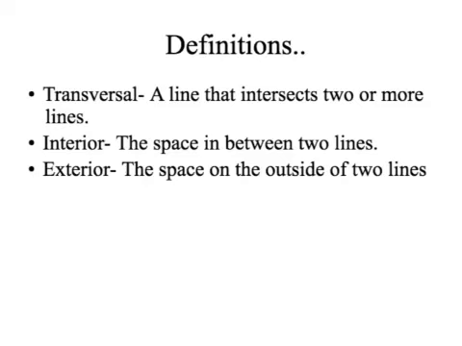So if I draw two lines and a third line, this third line that I drew that intersects the two lines is a transversal. So the vertical line would be a transversal. Interior is the space that is in between the two lines, so it'd be the space in here. And then exterior is the space on the outside of the two lines, so it's everything on the outside of the two horizontal lines.